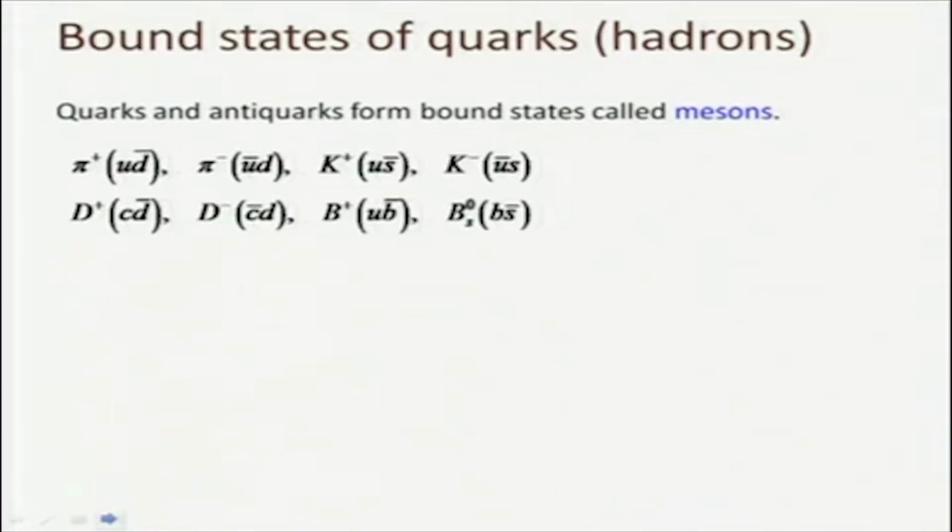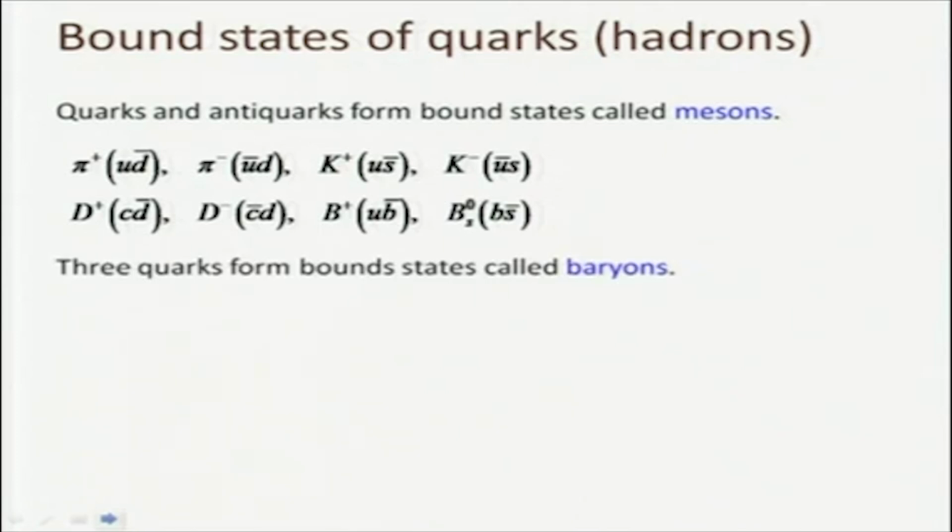D plus is another meson which is observed. It contains a C quark, a charm quark, and a D bar. D minus is opposite to this, and has a C bar and a D. B plus has a U and a B bar. B 0 S is B S bar.